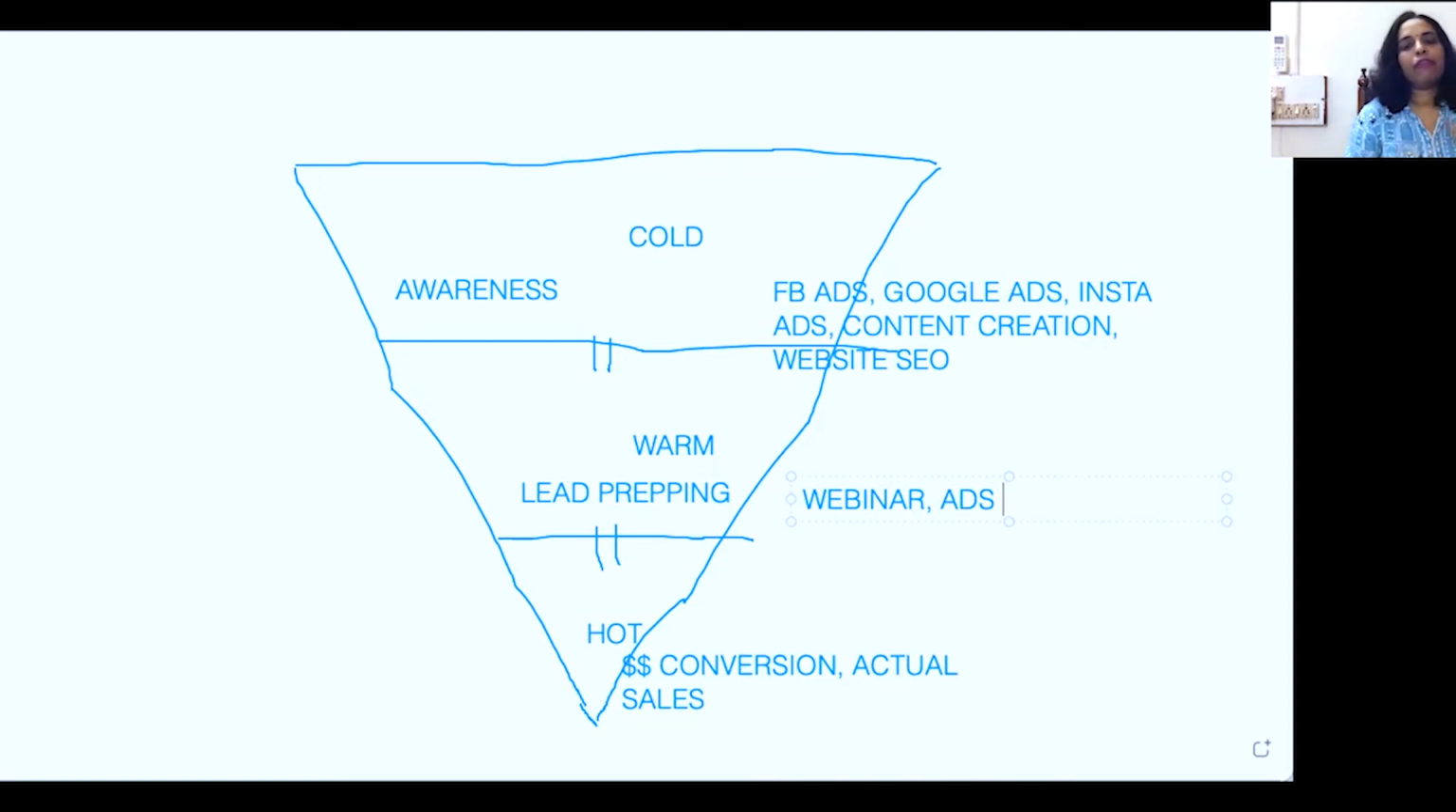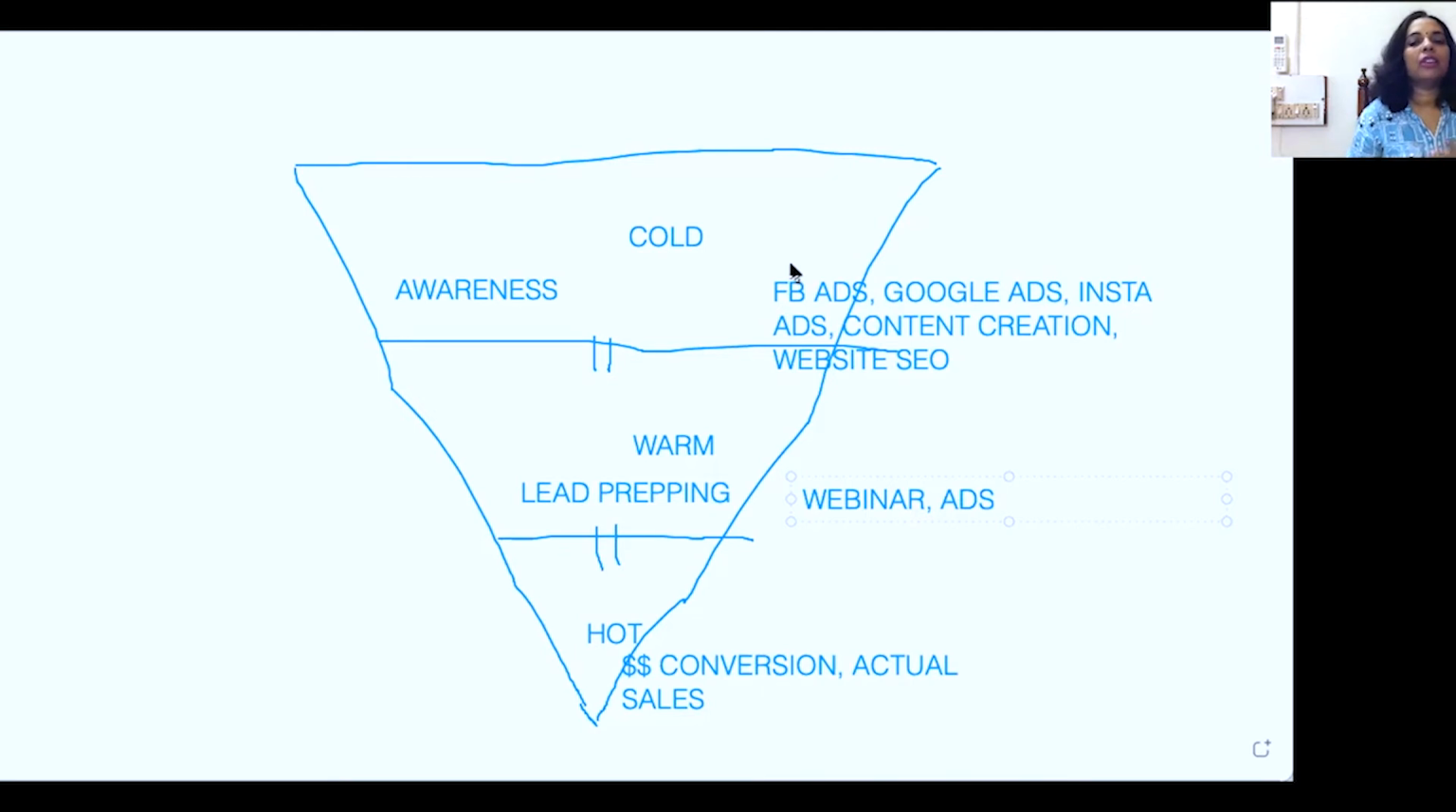You have Facebook platforms, you have Google ads, you have Instagram ads. You also can use a Pinterest account. Now, specifically these kinds of ads in this phase, because we have also talked about ads in the awareness phase, that is the topmost phase. But the phase that we are going to talk about now is lead prepping.